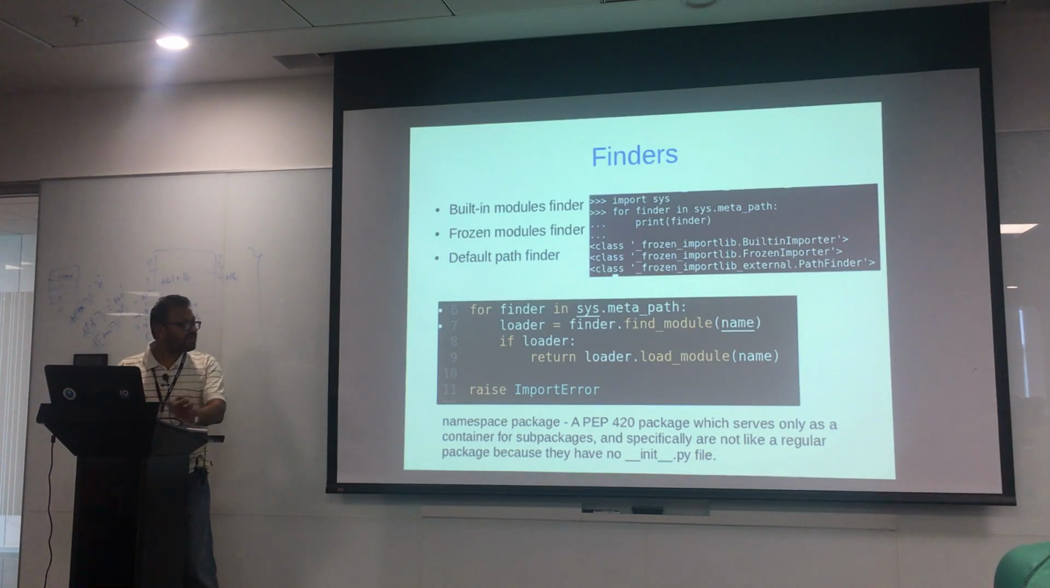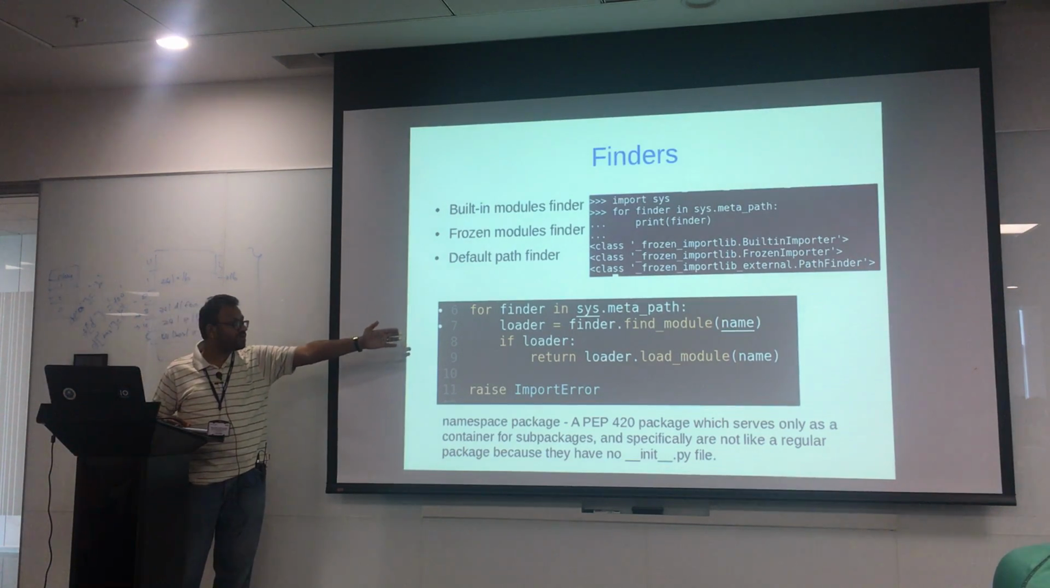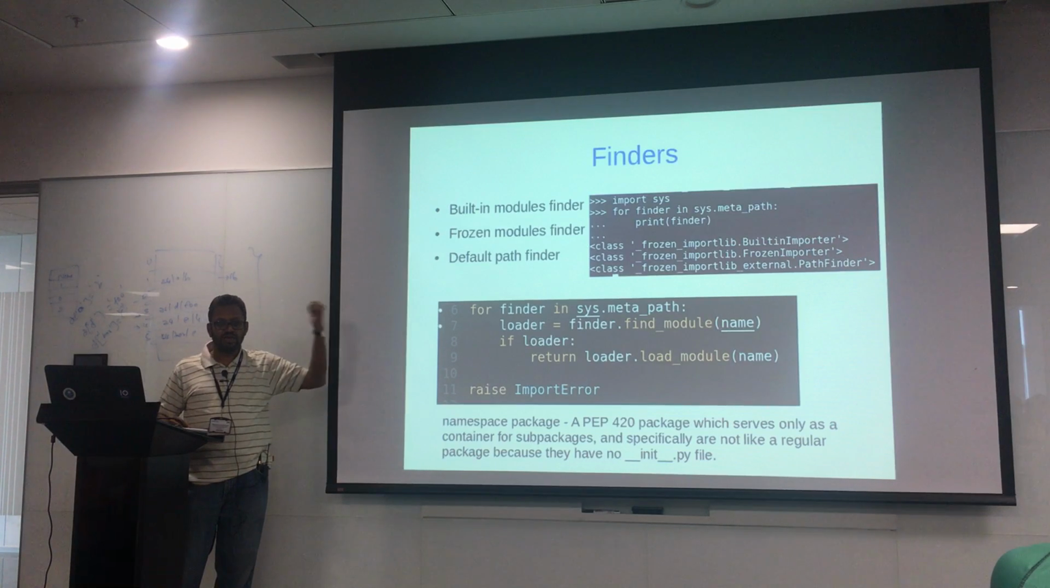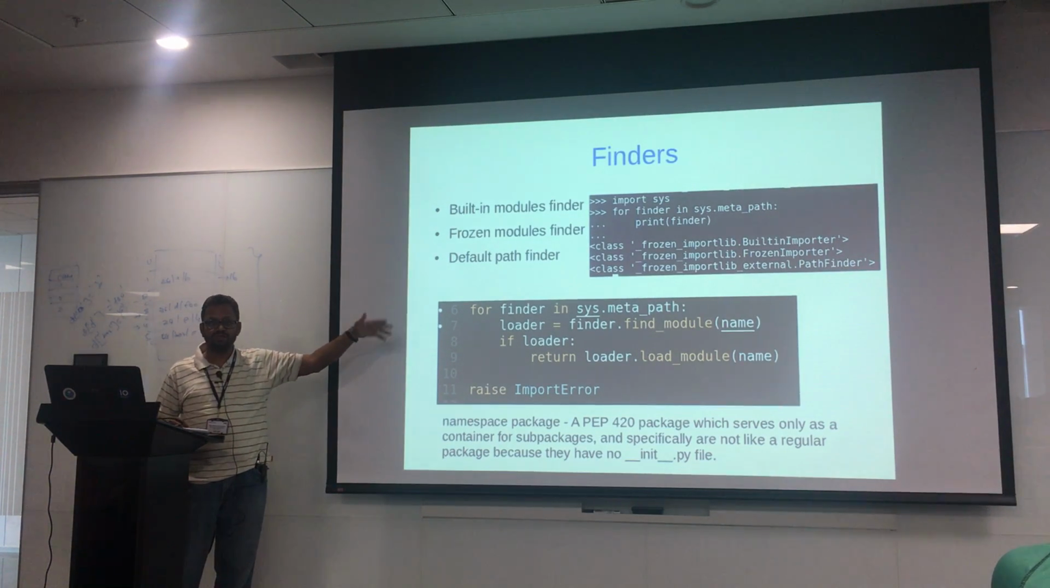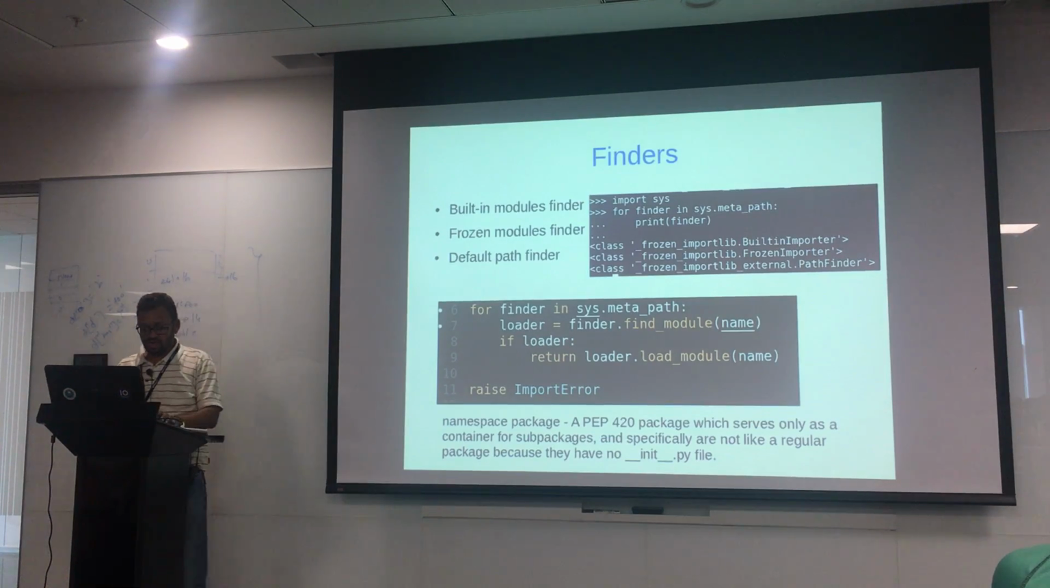So if we look at the code there, it is very simple. Each finder, if you take it from the sys.meta_path, finds out whether I can use the method find module, giving the name. If it returns a loader, return the loader back. If it is not there, then go to the next finder and see whether we can find it. Let's look at it.